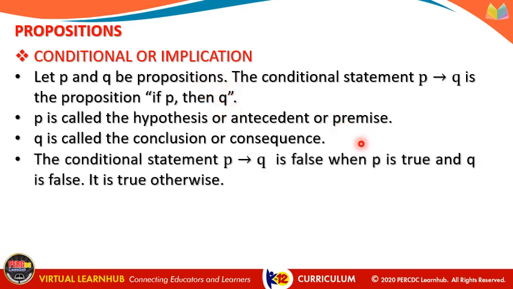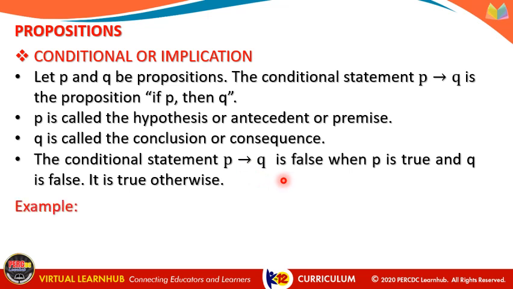Now, the conditional statement is false when P is true and Q is false. It is true otherwise. So again, the conditional statement if P then Q will become false if P is true but Q is false. Don't worry, in the next video, we will go in depth on the discussion of conditional statements. For now, let's just familiarize ourselves with the parts of a conditional proposition.